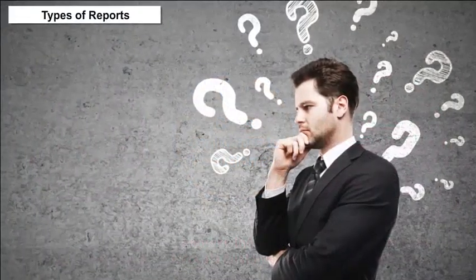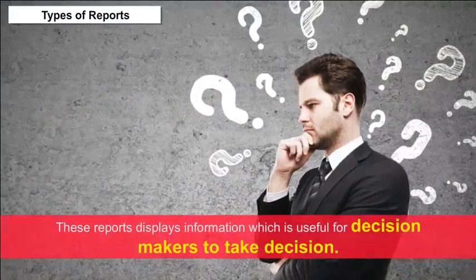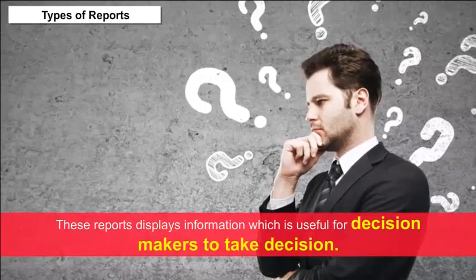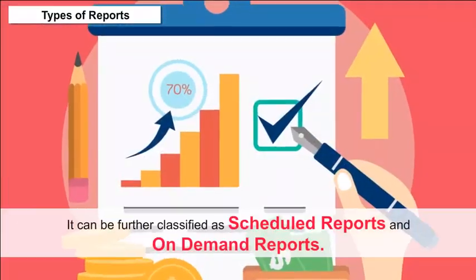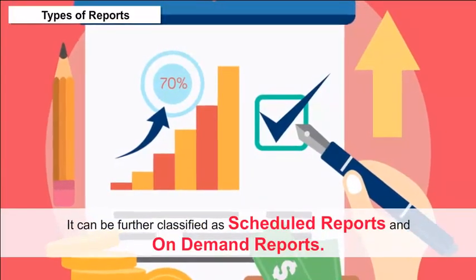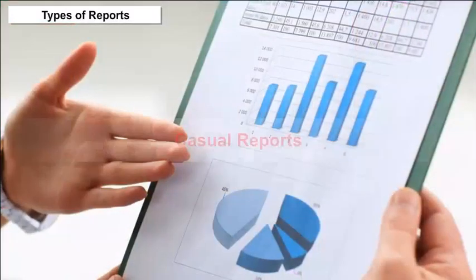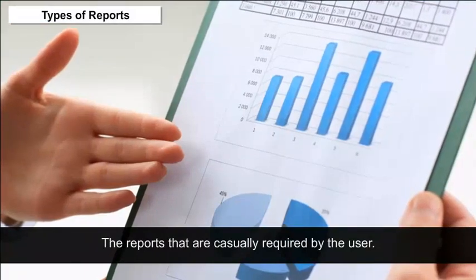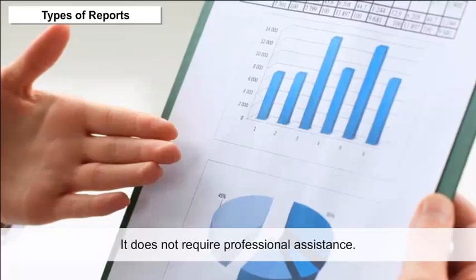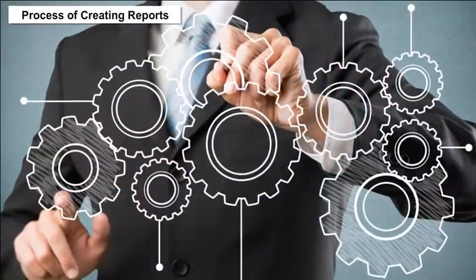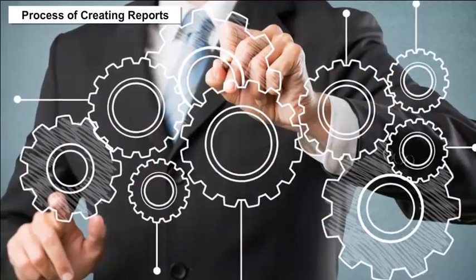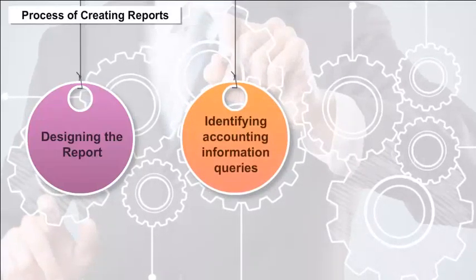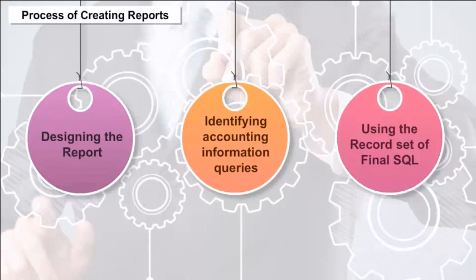Types of reports. Programmed reports. These reports display information which is useful for decision makers to take decisions. It can be further classified as scheduled reports and on-demand reports. Casual reports. The reports that are casually required by the user; it does not require professional assistance. Process of creating reports. It involves 3 steps: designing the report, identifying accounting information queries, using the record set of final SQL.